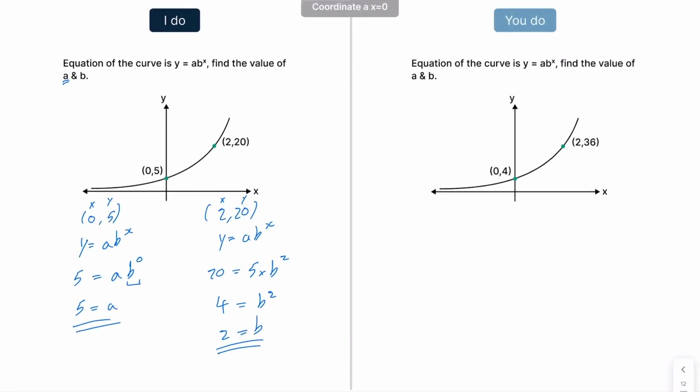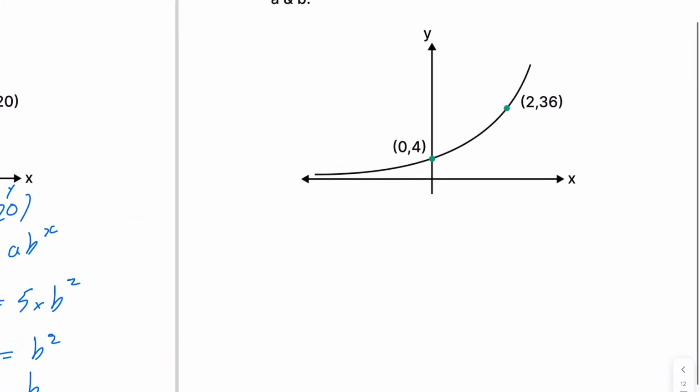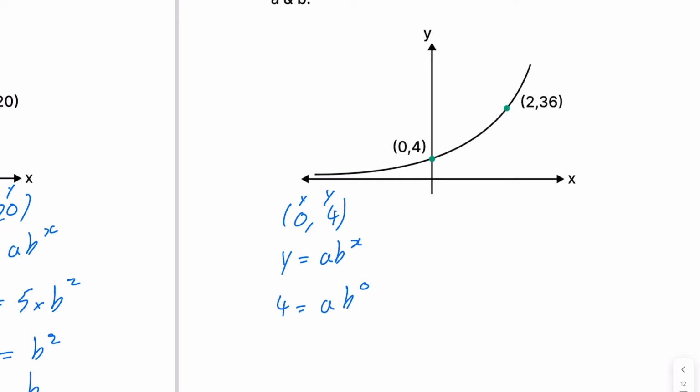Now hopefully you've pressed pause and had a go at the example on the right. If I zoom into this, again, the exact same principles apply. We start with 0 for the coordinate. It's just that it's easier to work with zeros. That's why I start with this coordinate here. y = ab^x, substitute in x and substitute in y. And for y, we have 4. ab to the power of 0. We know b to the power of 0 is 1, so 4 is equal to a.